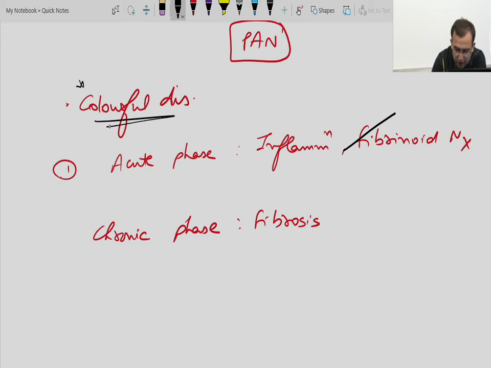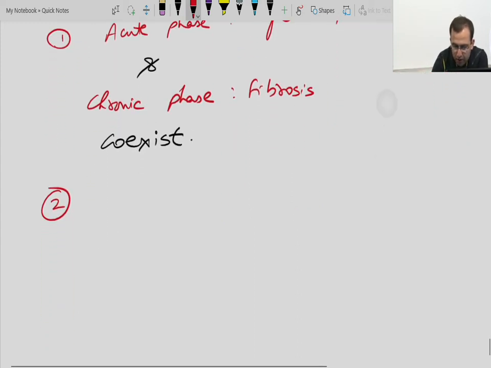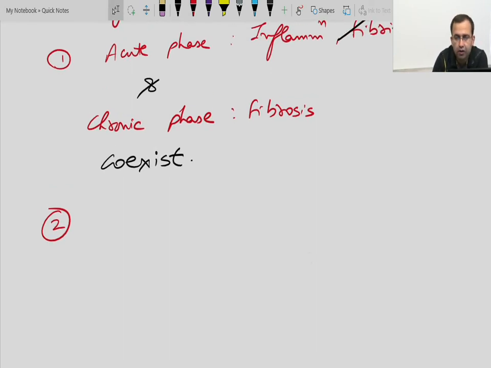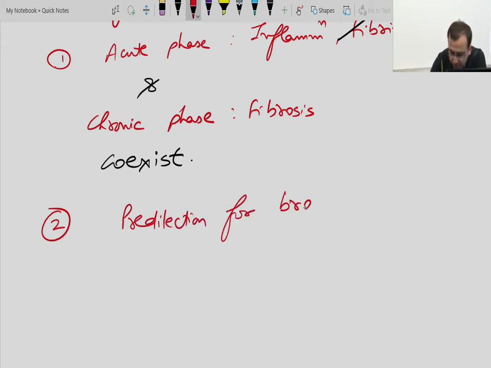Next, it is a colorful disease. So acute and the chronic phases coexist. Means in the body, somewhere there will be an acute phase, somewhere else there would be a chronic phase. Next point, PAN, it is a colorful disease to have because like colorful people branching onto others, it has a predilection for branch points, meaning where the vessels branch, PAN is more commonly seen.